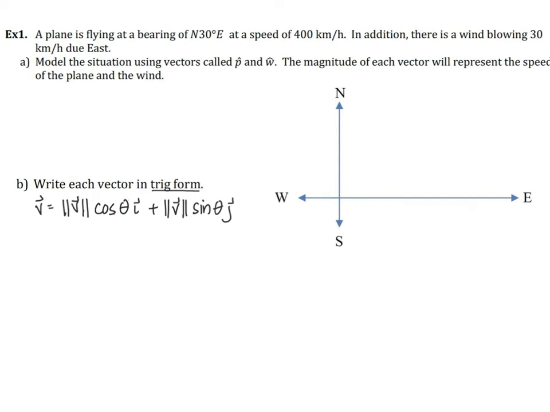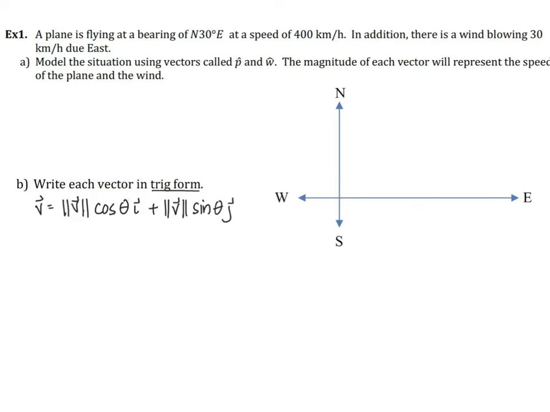All right, our first application. It says a plane is flying at a bearing of north 30 degrees east. We'll talk about what that means. At a speed of 400 kilometers per hour. In addition, there is a wind blowing 30 kilometers per hour due east. So letter A, it says model the situation using vectors P and W. The magnitude of each vector will represent the speed. So the speed of the plane is the magnitude, the speed of the wind is the magnitude.